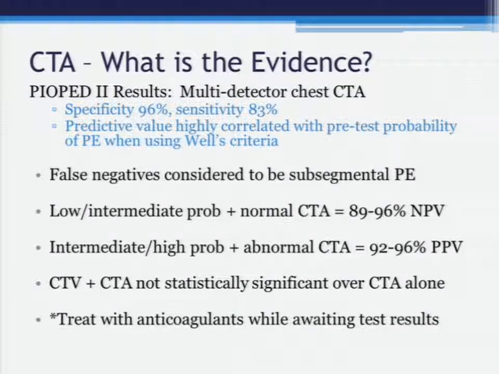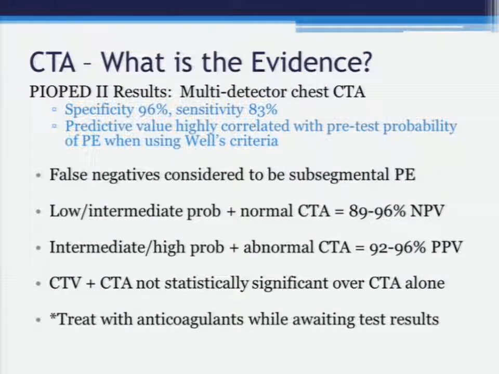We briefly brought up the PIOPED studies, but PIOPED 2 specifically looked at CTA of the chest. They found that in patients who had a low to intermediate probability and a normal CT angiogram of the chest, there was an 89 to 96% negative predictive value. In patients who had intermediate or high pretest probability with an abnormal CTA, the positive predictive value was 92 to 96%.